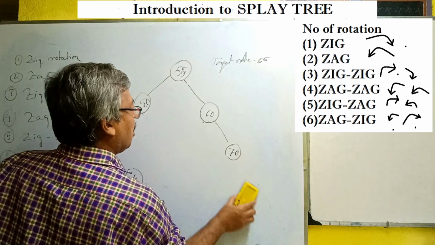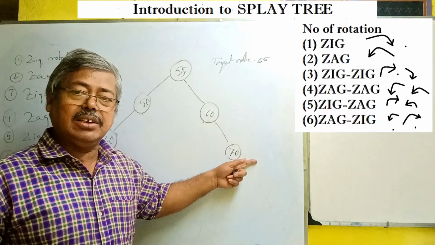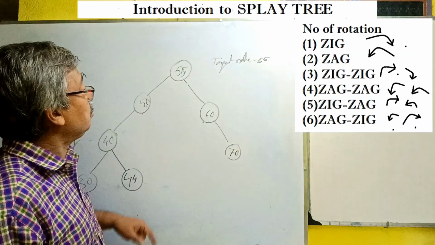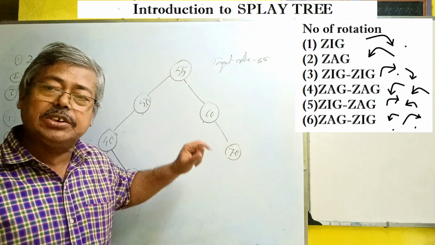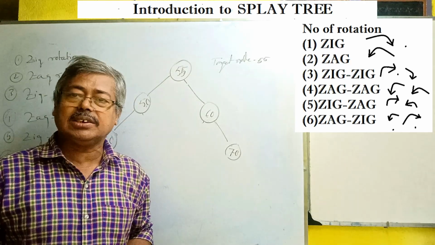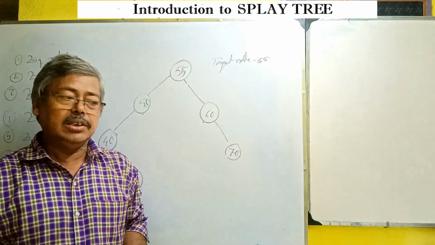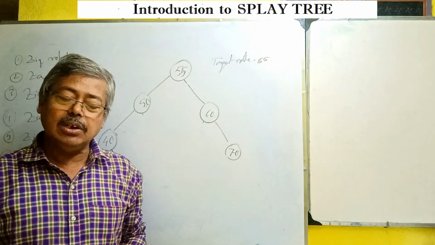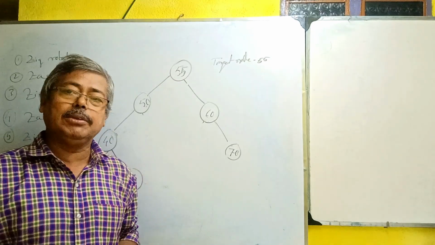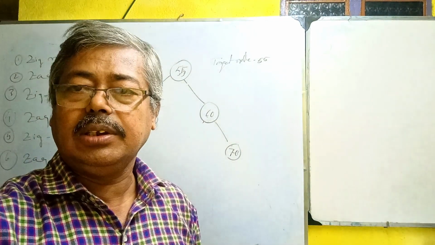Okay, so after two operations, first the jig operation and then the jack operation, the node 55 is placed at the root position of the tree. In this way we have to perform the operation in the SPLAY tree, and after performing the operation, the node will be placed at the root position of the tree. This is the procedure of the SPLAY tree to perform the operation of the tree. Thank you, everybody.